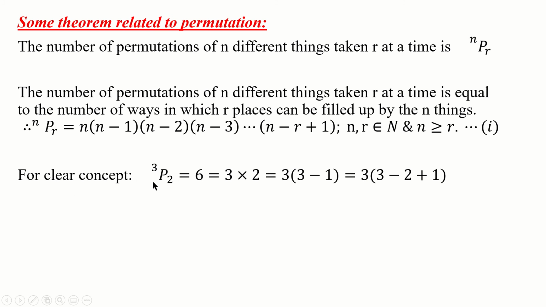For a clear concept, 3P2 means from 3 different things taken 2 at a time, the number of permutations or arrangements equals 6. This equals, we can write, 3 into 2. That means the first place can be filled up in 3 ways and the second place in 2 ways. This equals, we can write, 3 into 3 minus 1. And for matching with this, we can write 3 into 3 minus 2 plus 1. As here is 3 and here is 2, so here will be 3 minus 2 plus 1. Also here n and here r, that means n minus r plus 1. Okay.